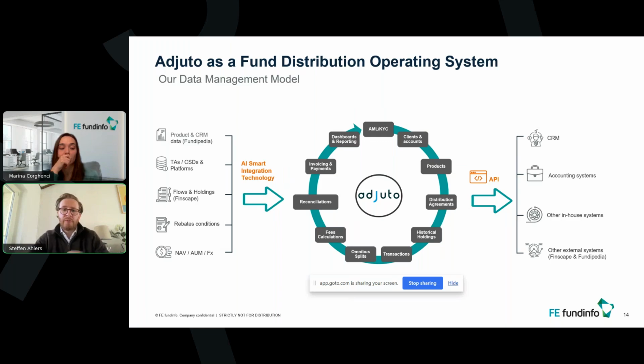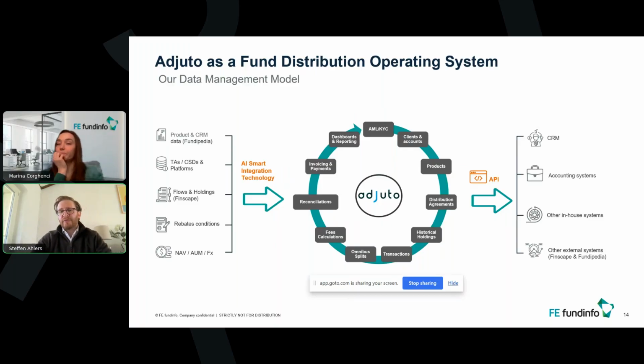We can run that for receivables and payables. So receivables could be management fees and mandate fees, for instance. And then on the payables, of course, the typical rebates, the platform fees, sales commissions, TPM commissions, whatever it might be, any type of commission that you need to pay eventually. And we can run all of that, of course, in Adjuto. And Marina will briefly demonstrate some of that.